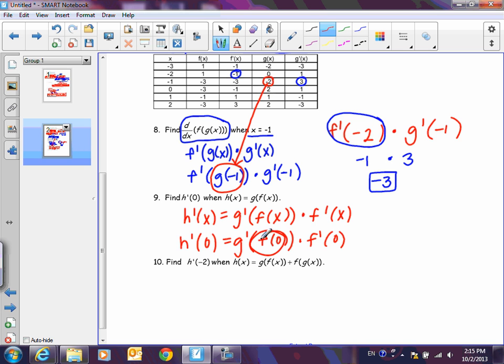What did you get for f of 0? Negative 3. And what was g prime of negative 3? Also negative 3. Okay, what about f prime of 0? Negative 1. In this case, negative 3 times negative 1, positive 3. All right, we're not going to do 10. We already did enough today.